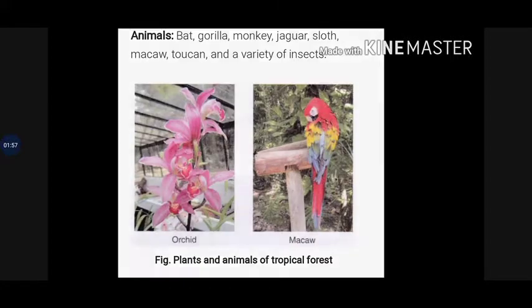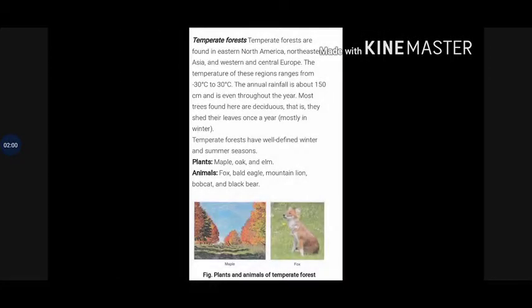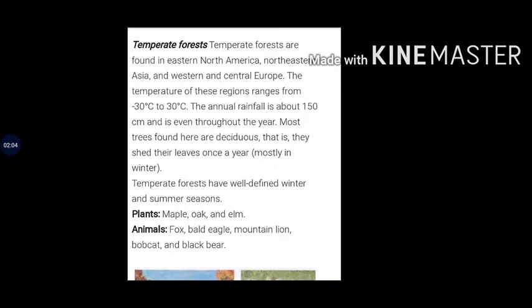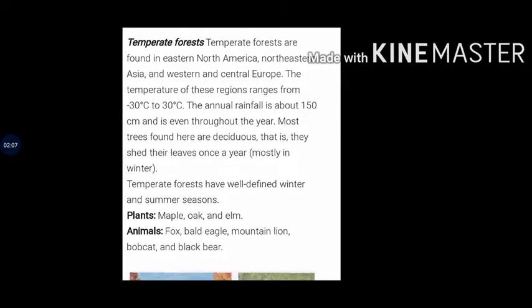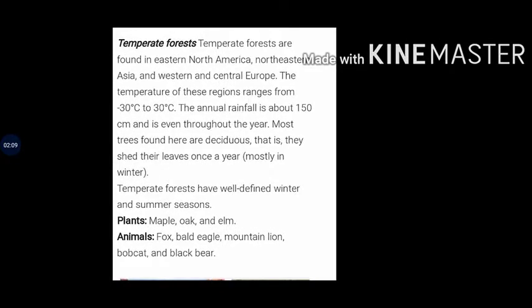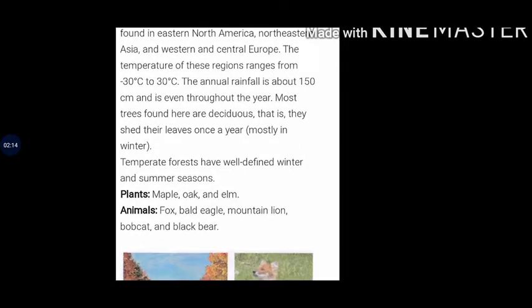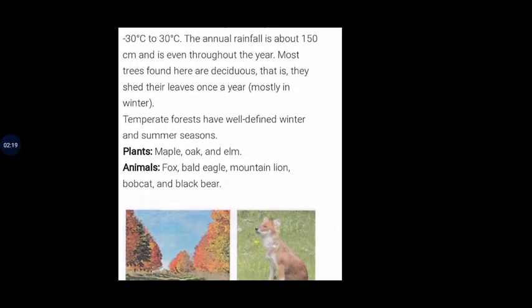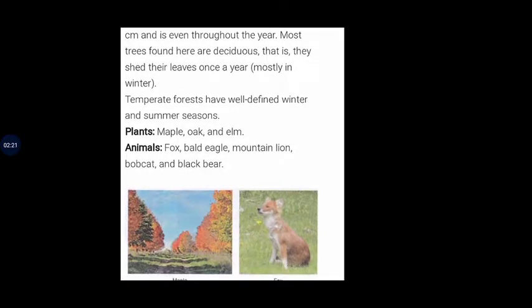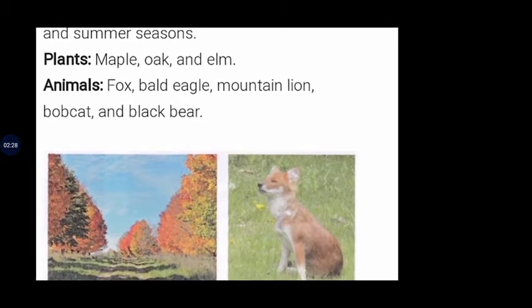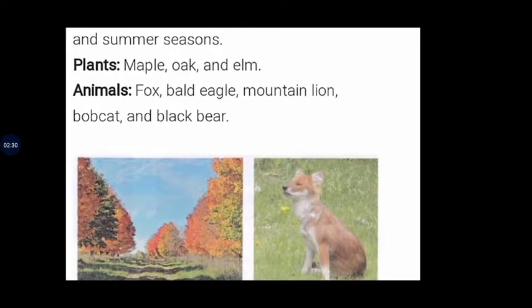Now we will study the temperate forest. The temperate forests are found in Eastern North America, Northeastern Asia and Western and Central Europe. The temperature varies from -30 to 30 degrees centigrade, and the rainfall is about 150 centimeters and occurs throughout the year. The flora includes maple, oak and elm, and animals seen here are fox, bald eagle, mountain lion, bobcat and black bear.